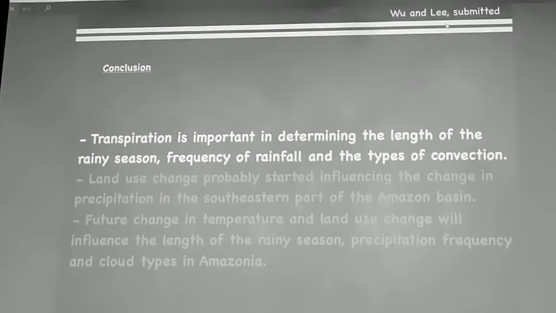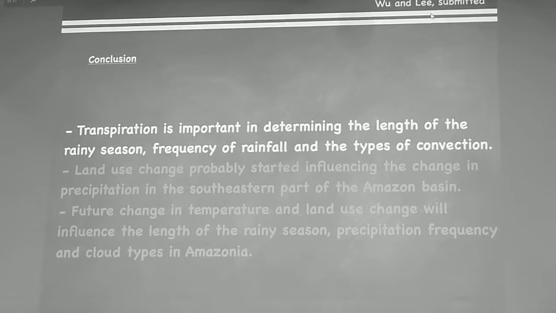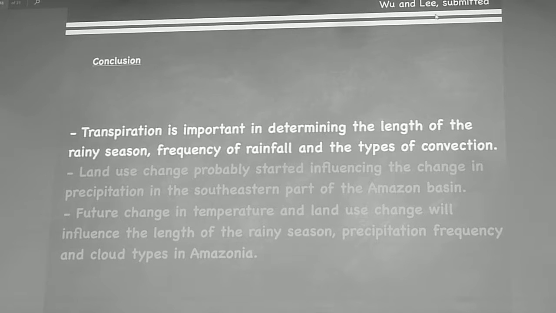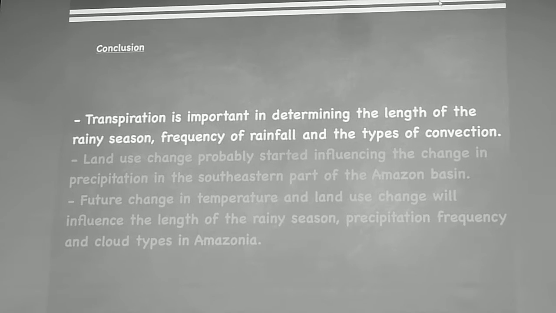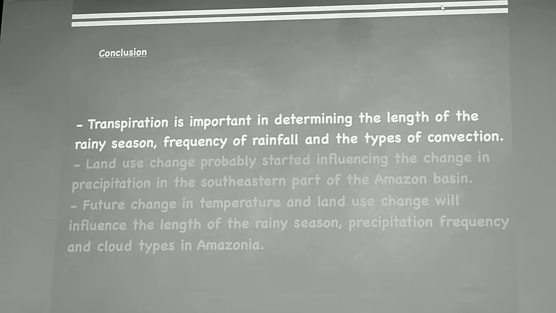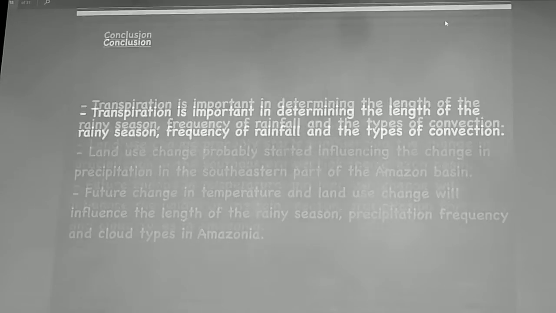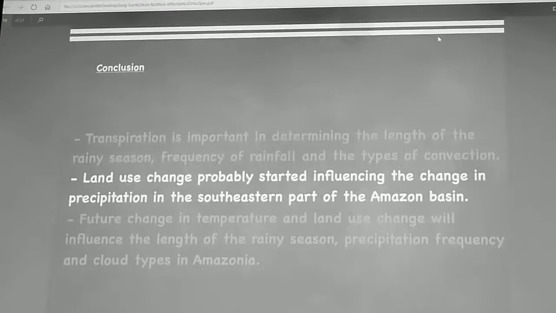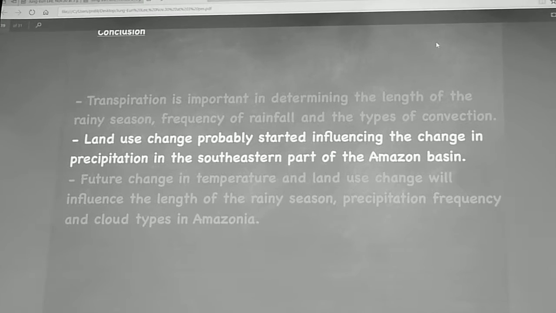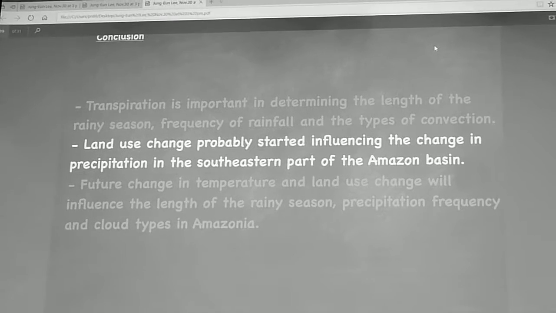Strong convection with lots and lots of ice. And that's what we are observing here. And I'll just wrap up here. So transpiration is important in determining the duration of the rainy season, frequency of the rainfall, and also determining the types of clouds. And land use probably influences the precipitation pattern.